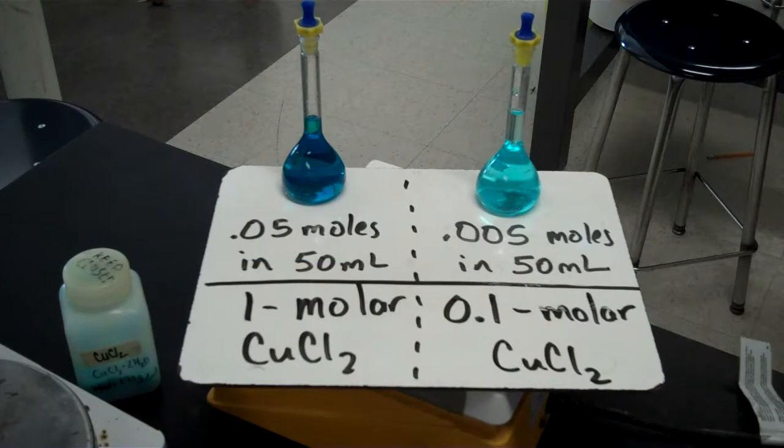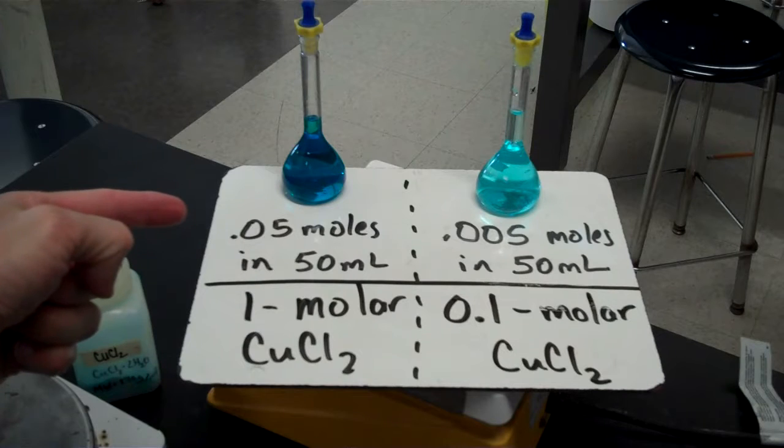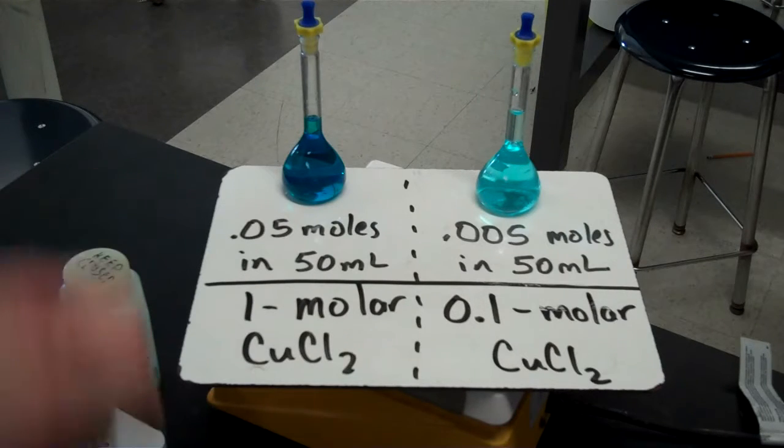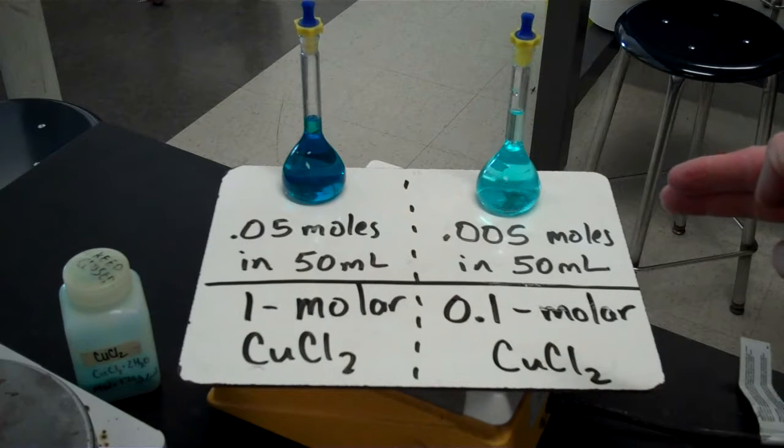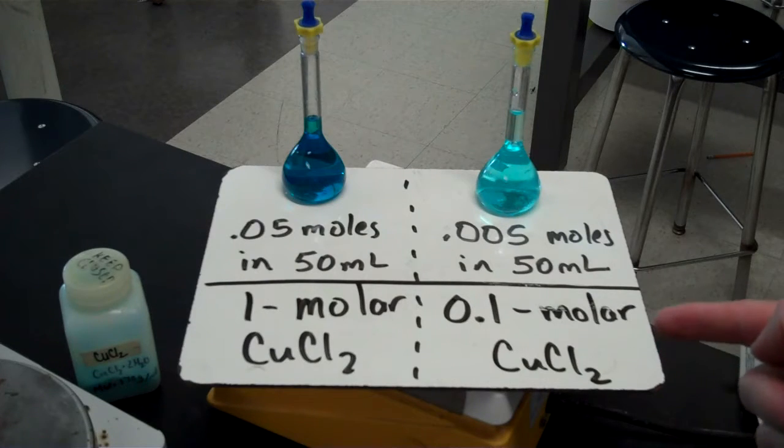One more example. Flask on the left, 0.05 moles in 50 milliliters. That's 1 molar. Flask on the right, 0.005 moles in 50 milliliters. 1/10 as many moles in the same volume. That's 0.1 molar.